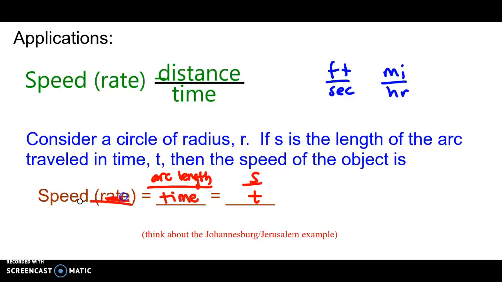Think about that example that we had about that Johannesburg to Jerusalem example. We had the distance, which in that scenario, because we had the sphere of the Earth, was that arc length, and then we knew we could figure out over time, right? And that would have given us the speed.